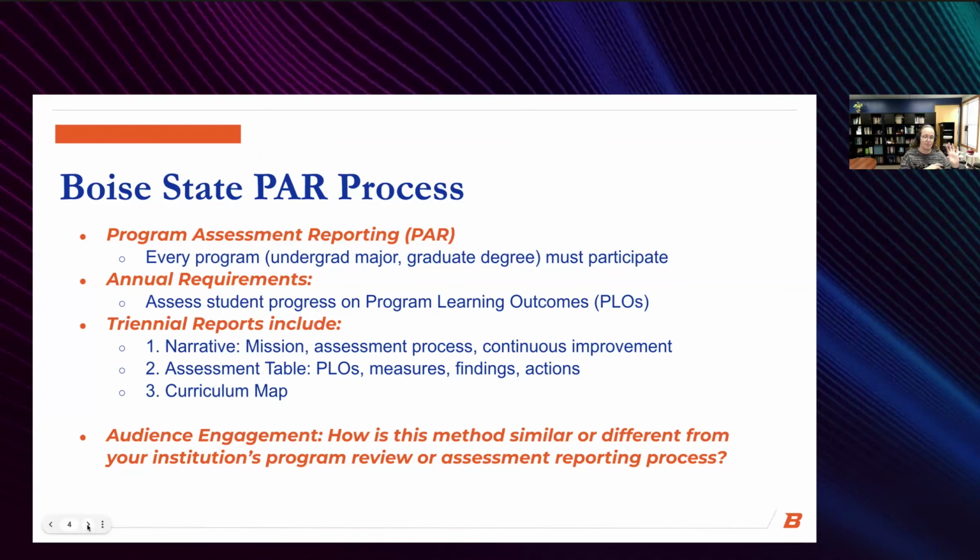And that reporting process is staggered so that not all university programs report at the same time. So basically all university programs were divided into 3 annual reporting cohorts, and so we only report every 3 years, and there are 3 different parts to the report.